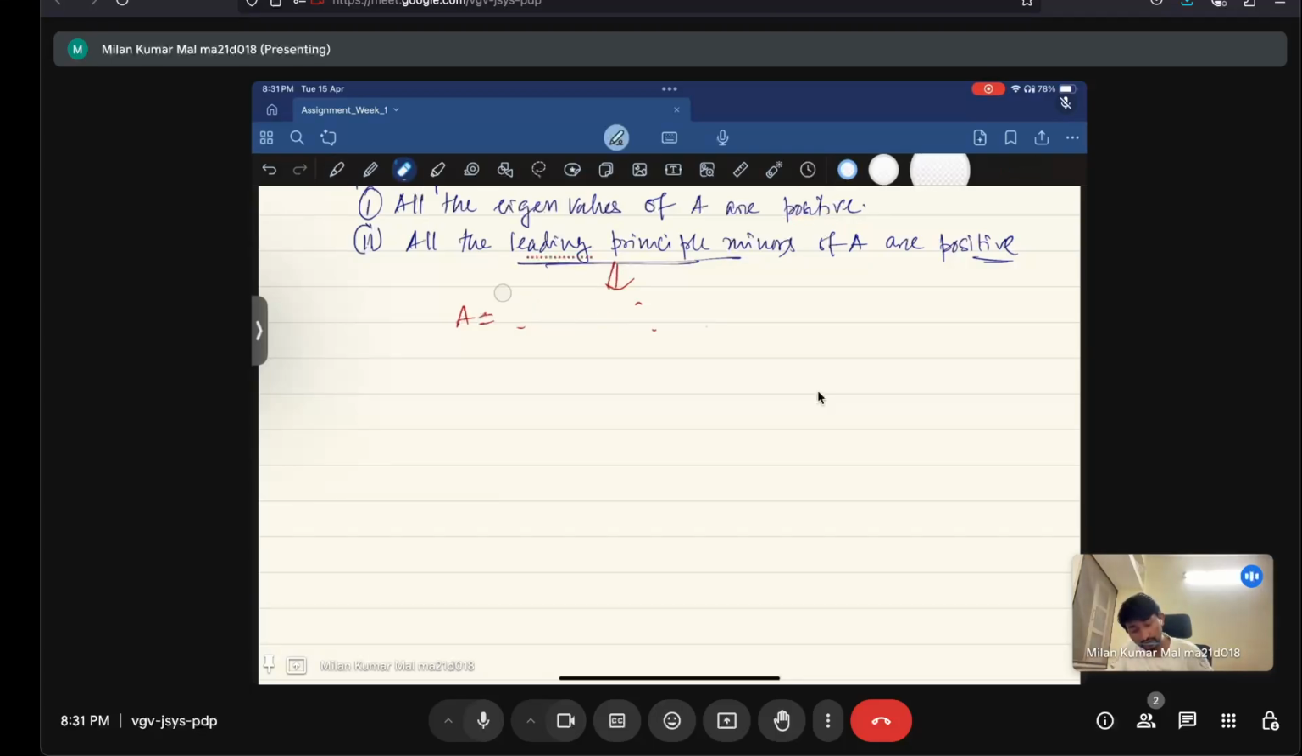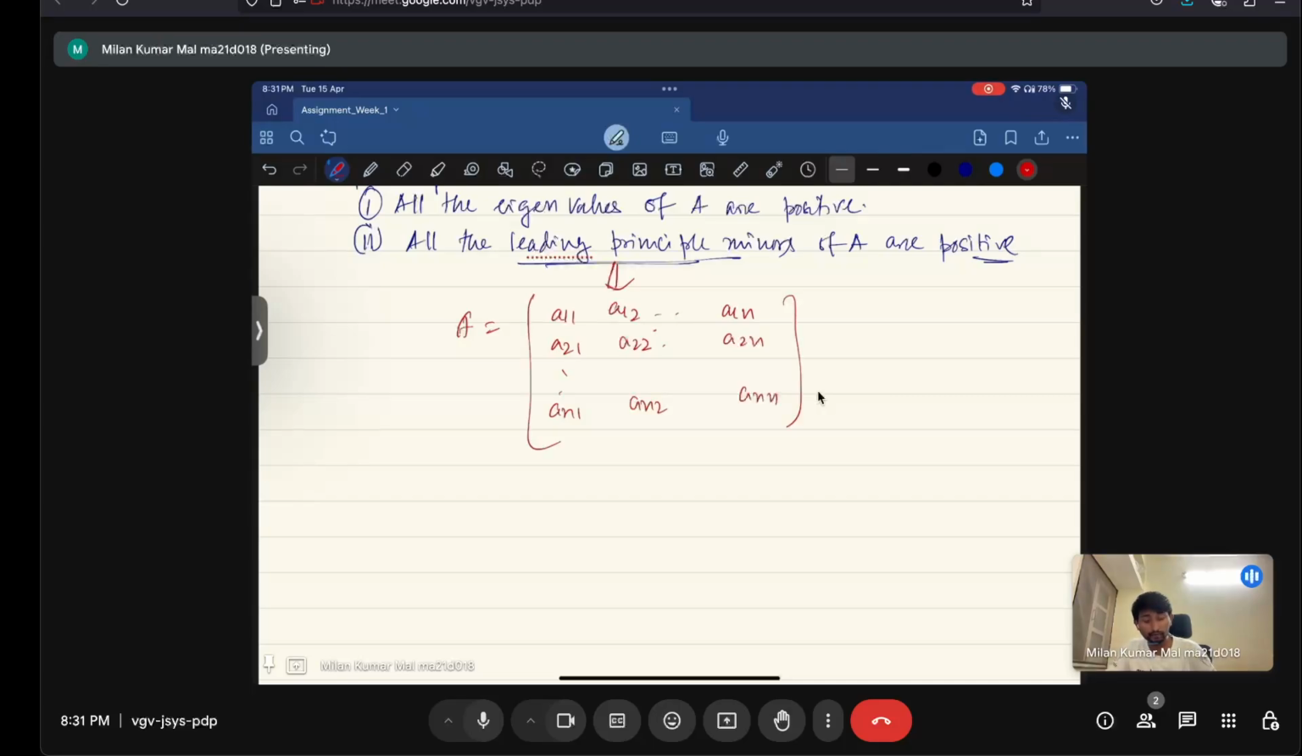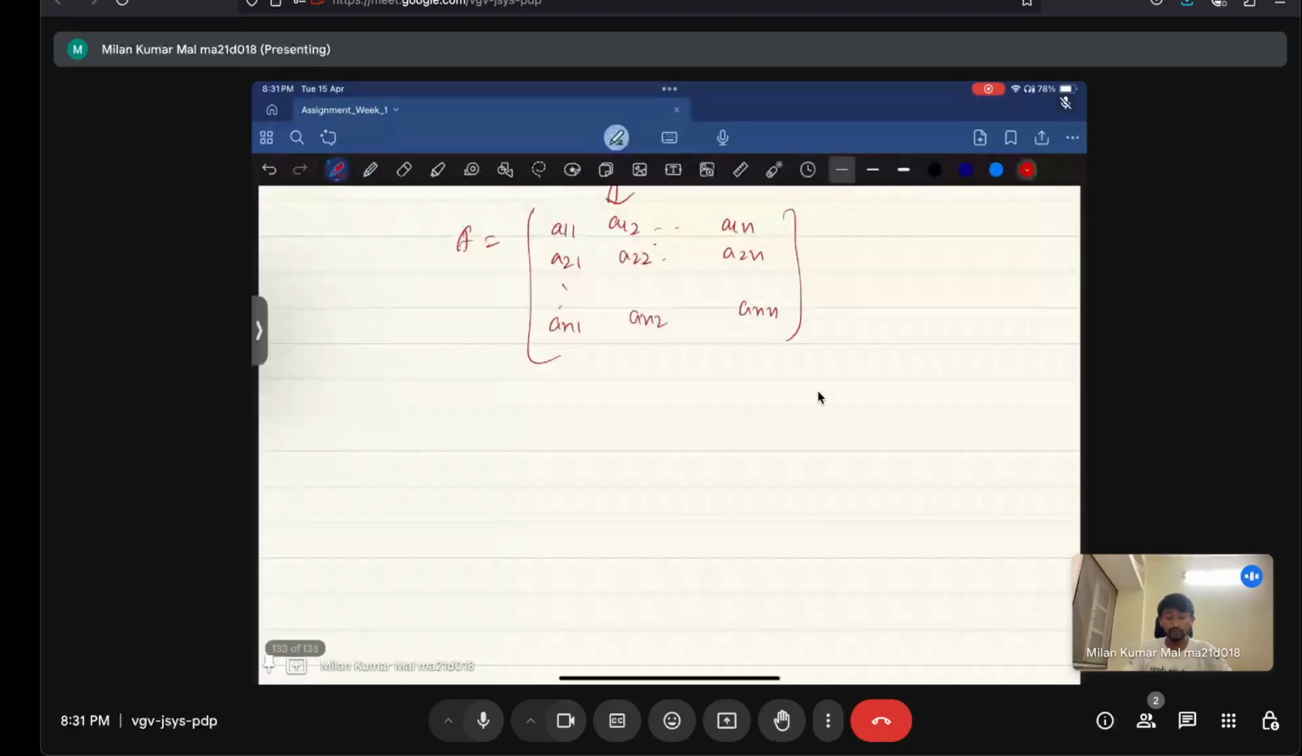So don't write this one this way. A equals to A11, A12 all the way A1n, A21, A22 all the way A2n, all the way AN1, AN2, ANN. Okay, this is the matrix A. So therefore the leading principal minor is actually these. This is the first leading principal minor, this is the second leading, this is the third leading, and this is the last leading.